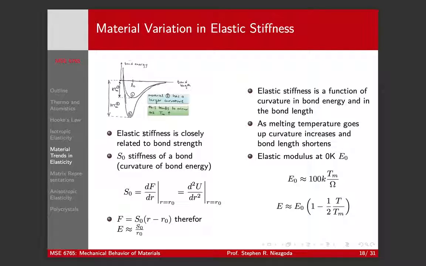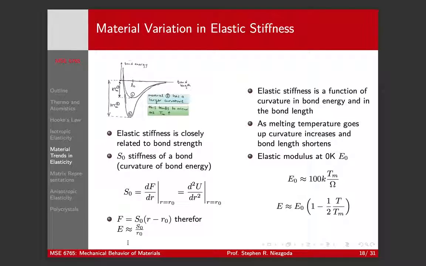And the last little bit of this part is looking at how these constants vary with respect to materials. So we can surmise that elastic stiffness is going to be closely related to the bond strength, right? The stronger something's bonded, the harder it is to stretch the bond. That's logical. If we consider the stiffness of a bond, the curvature of the bond energy, that's the derivative of the force with respect to your radius at the radius equals the equilibrium, or the second derivative of our energy with respect to the radius. Right, we have our force is the stiffness times the change, how much we're displacing it from the original length.